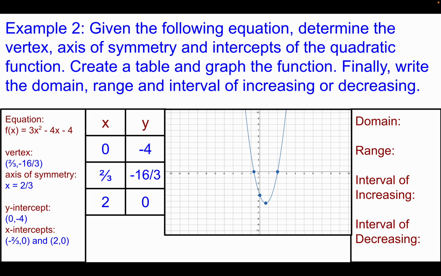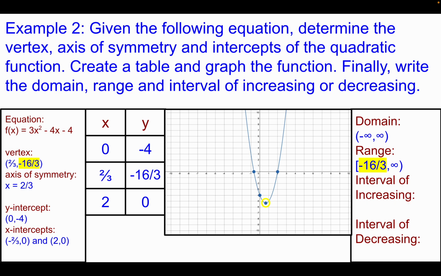Domain, easiest part of the problem. That just goes from negative infinity to infinity. Range, again, we get that from the k value. So the range is going to go from negative 16 over 3, that's the bottom of my vertex, all the way up to infinity. Because my parabola is right side up, so we're going to include all the numbers that are bigger than the k value.